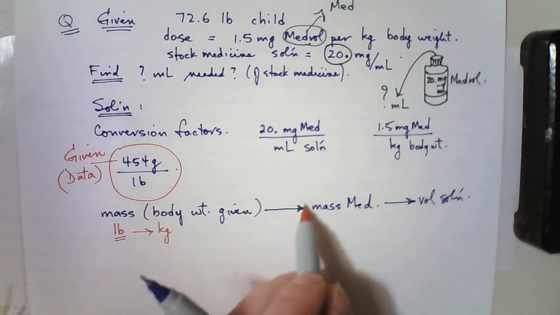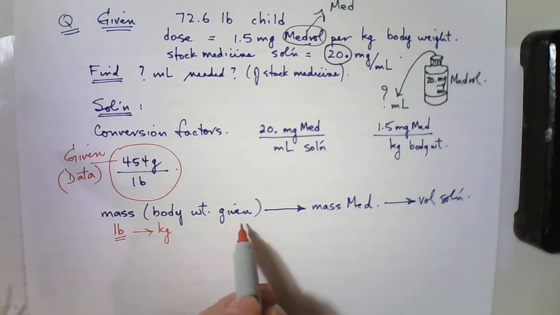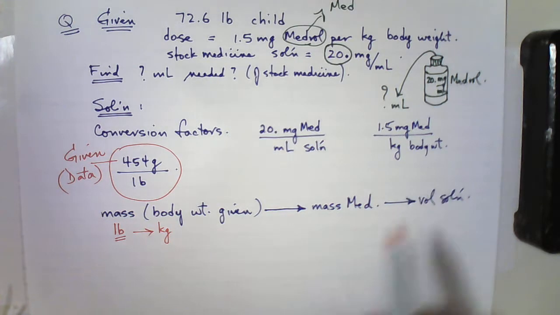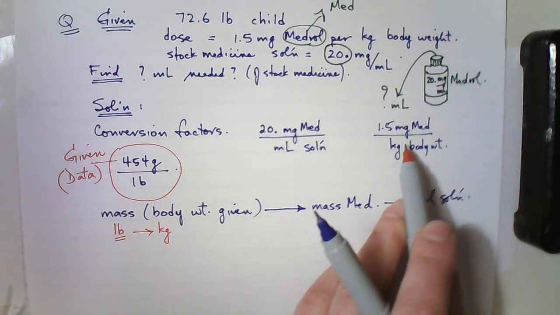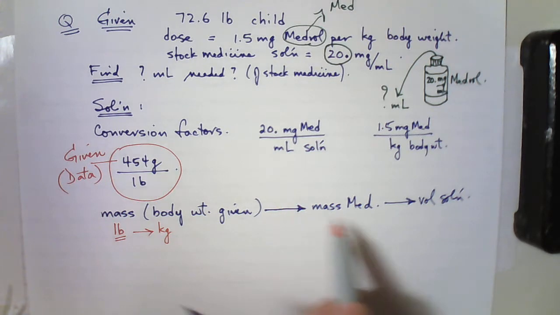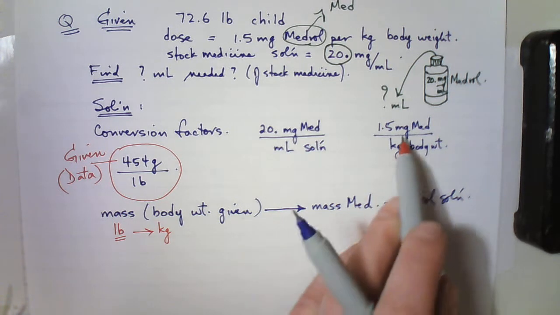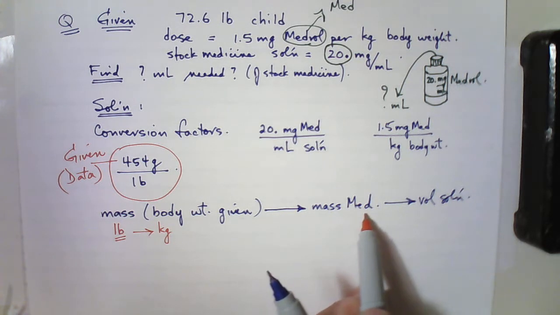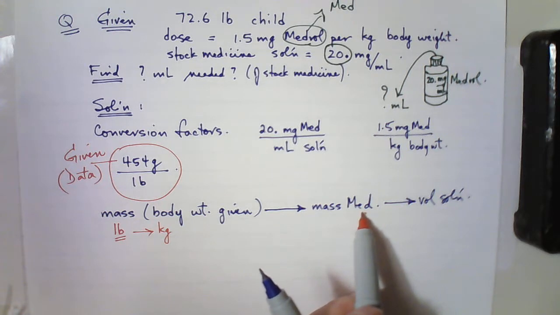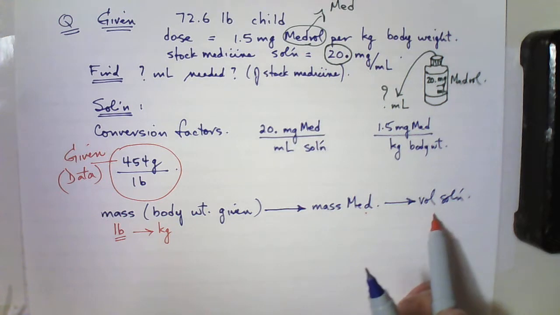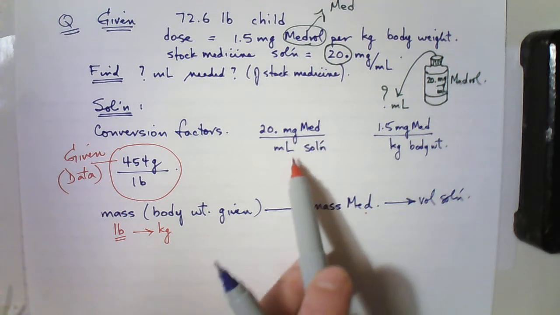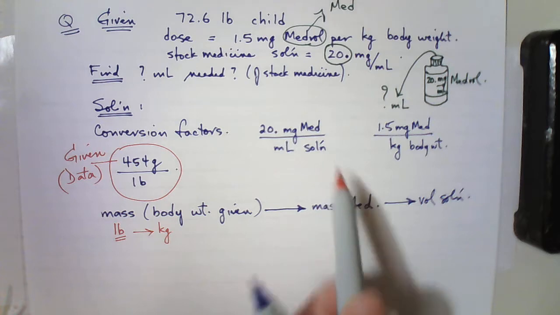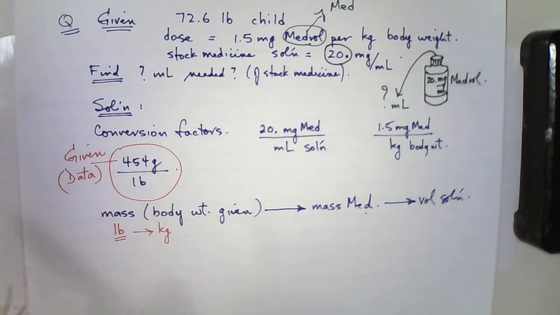And the conversion factor that I'll use here has to have kilograms body weight and mass of medicine, and that's right there. So I'm going to use this to convert here, and that'll bring me to a mass of medicine, and then I want to find out what volume that mass of medicine is contained in. And so I want a conversion factor that has a mass of medicine and a volume of solution, which is right here, milligrams medicine, that's a mass of medicine and a volume of solution. So that's where I'm using all three.